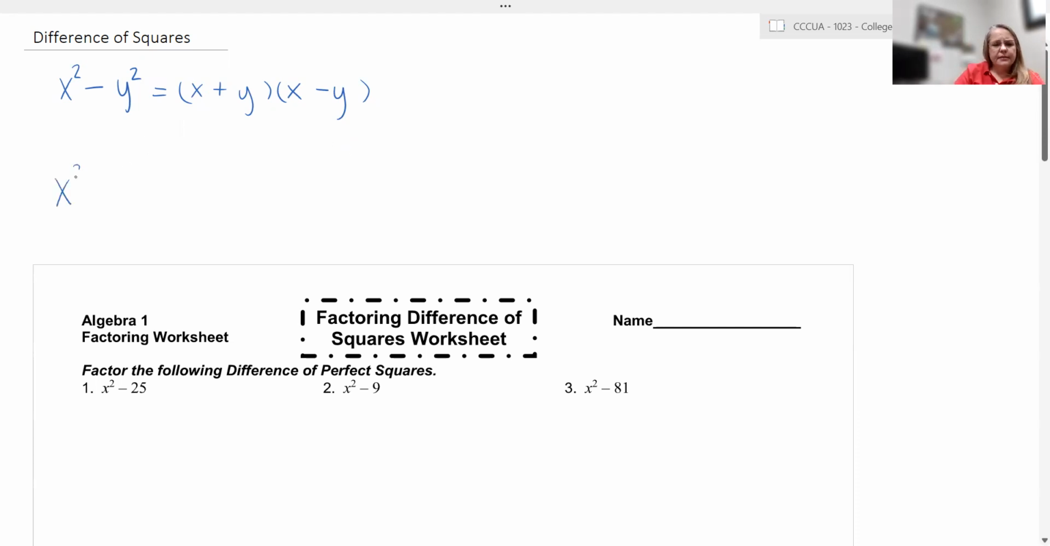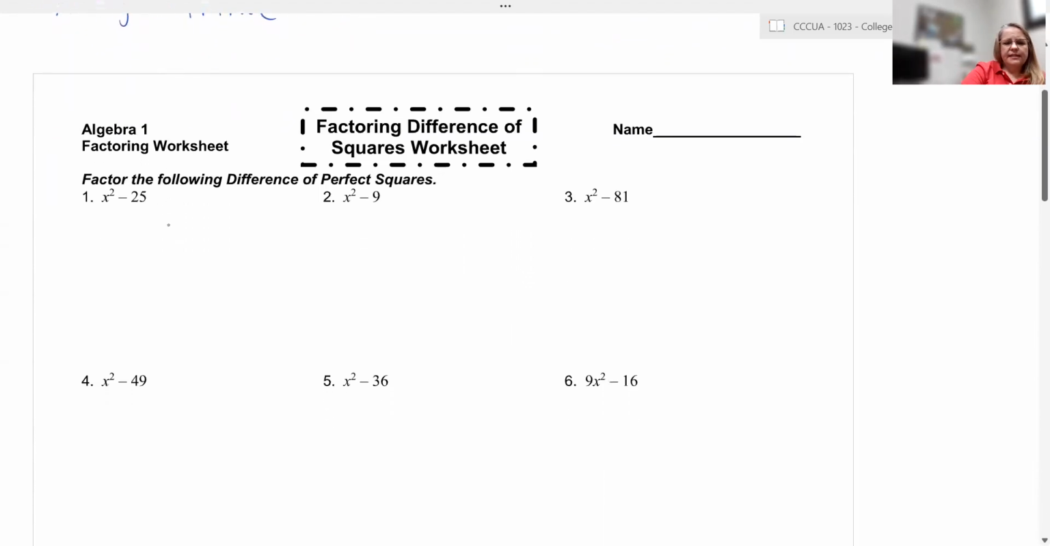Now, if you see something such as x squared plus y squared, you cannot factor a sum of squares. So if you see this scenario, just know that this is prime. Don't waste your time on it.